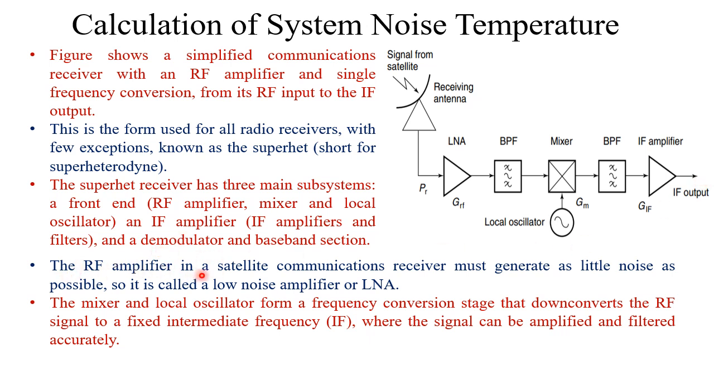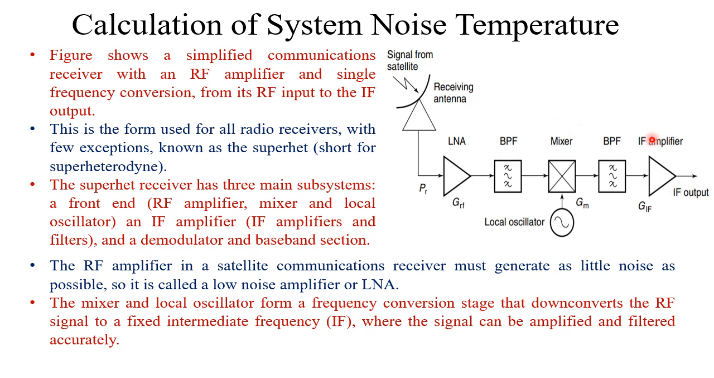The RF amplifier in a satellite communications receiver must generate as little noise as possible, so it is called a low noise amplifier or LNA. The mixer and local oscillator form a frequency conversion stage, this one, that down converts the RF signal to a fixed intermediate frequency, which is called the IF, where the signal can be amplified and filtered accurately.